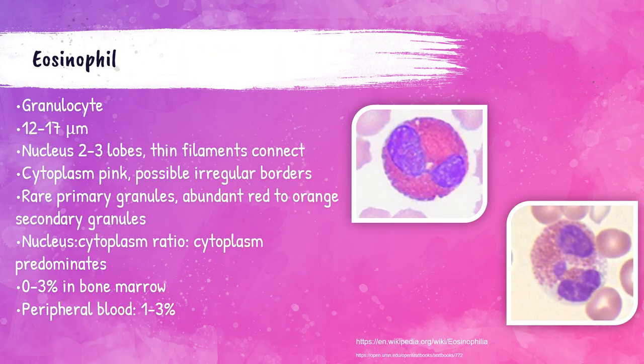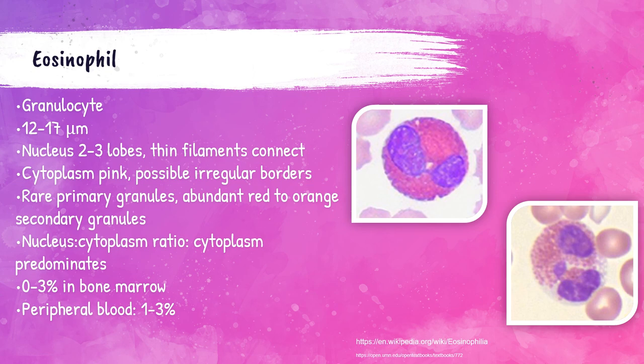Eosinophils, or EOs, are granulocytes, meaning they have granules within their cytoplasm. And what's characteristic about them is that they have these huge abundant red to orange granules in their cytoplasm. These are actually some of my favorite white blood cells. I think they're absolutely gorgeous. The cytoplasm predominates in these cells, and they usually account for around 1 to 3% of all leukocytes, or white blood cells, within the peripheral bloodstream.